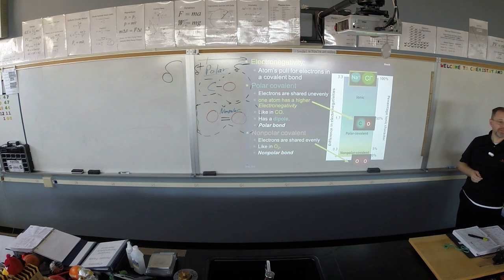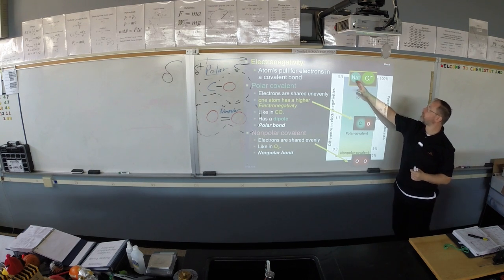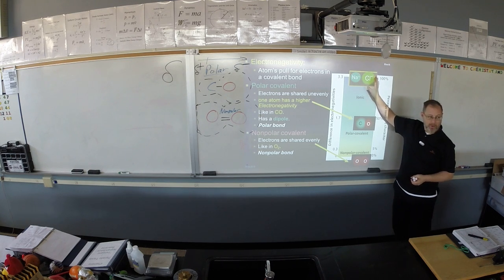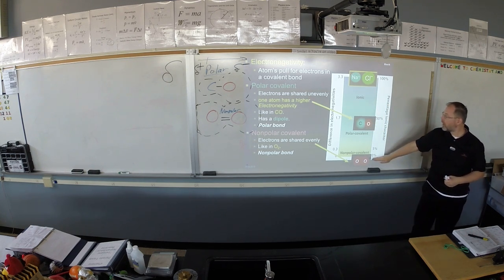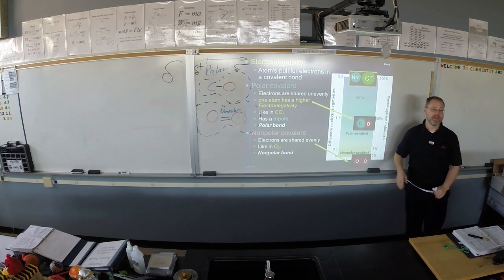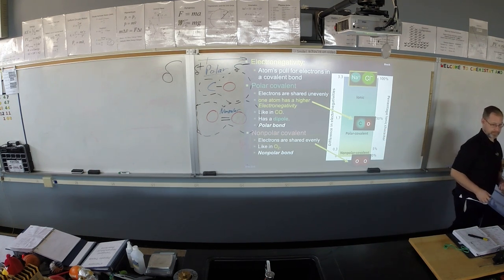Okay? So we're going to classify all the bonds as one of three types. It's either going to be ionic, because it's a metal and a nonmetal, or cation and anion, positive, negative. Or we're going to call it nonpolar covalent if the two nonmetals are the same, or polar covalent if the two nonmetals are different.